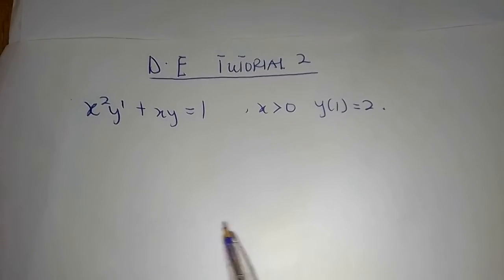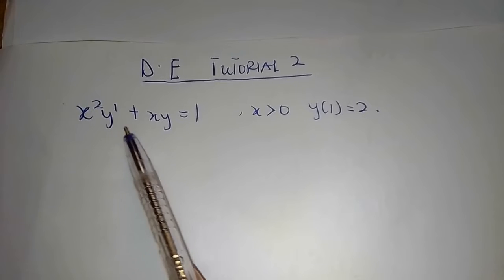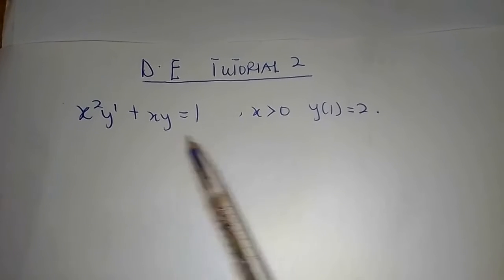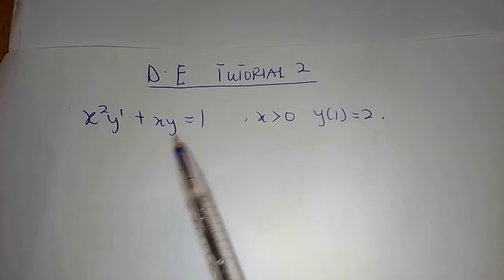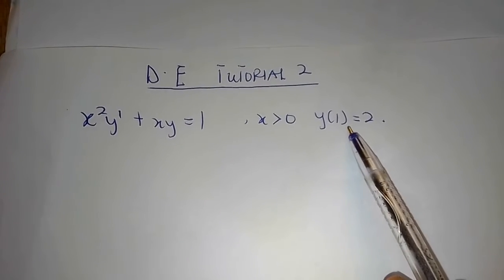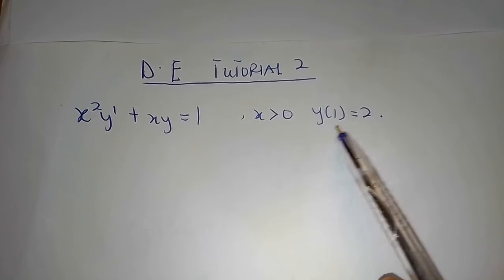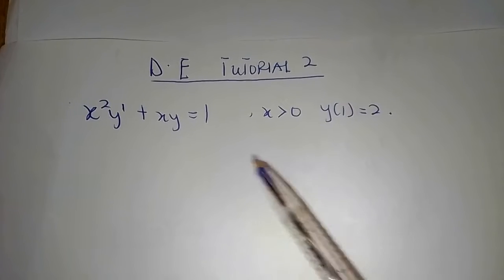In this video we have this problem: x squared y prime plus xy equals 1. We solved a different first order differential equation in our previous video, but this one includes a condition which we call the initial condition: y of 1 is equal to 2. So let's see how we go about this.